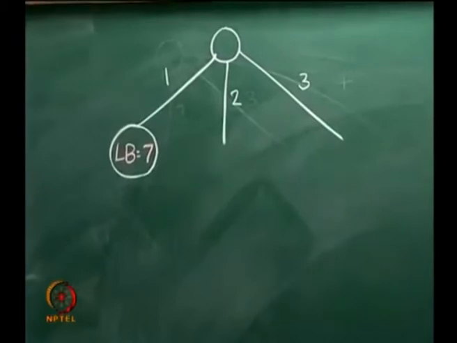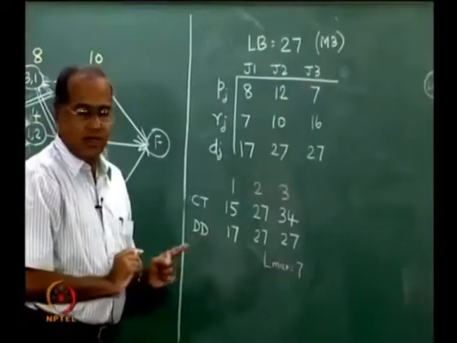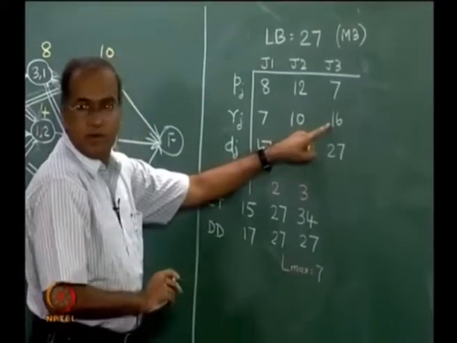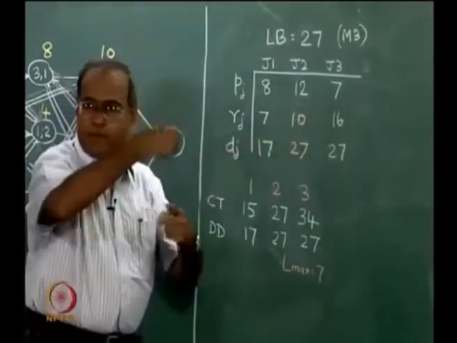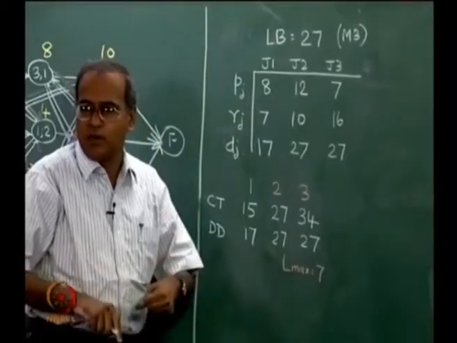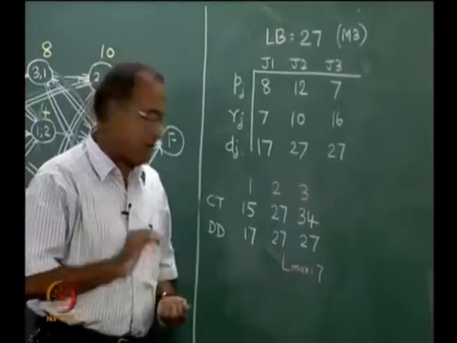In fact, if we had done 1, 3 and 2, you actually realize that this is 15, but at 15 J3 is not available. So, Lmax would go up only. So, this is better than the other one. Since we are using a lower bound, let us look at 7 as the lower bound.